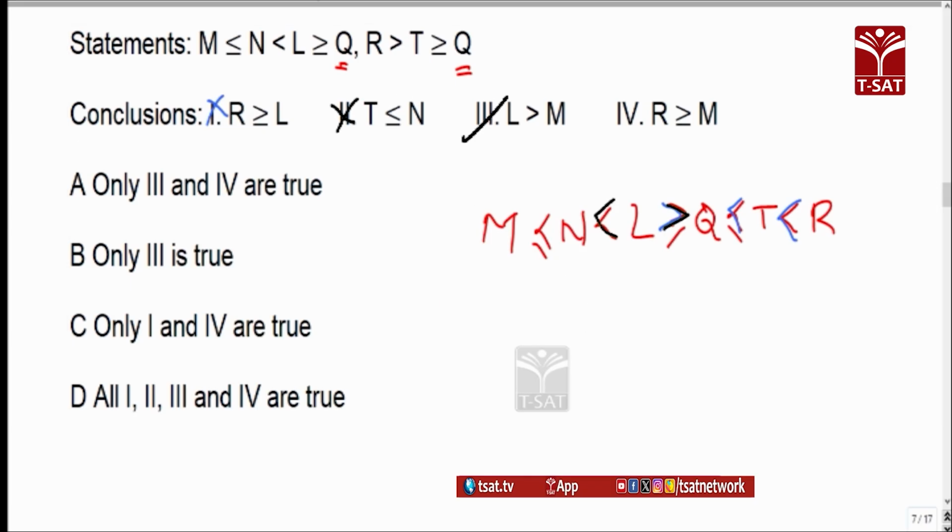Now let's see the fourth conclusion, that is R is greater than or equal to M. So check the two symbols, one is R, other one is M. So in between R and M, R is greater than M means towards R all should be greater. Here also greater, here also it should be greater, and then all should be equal only.